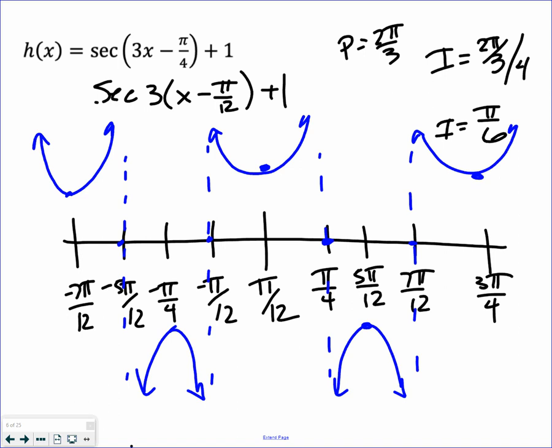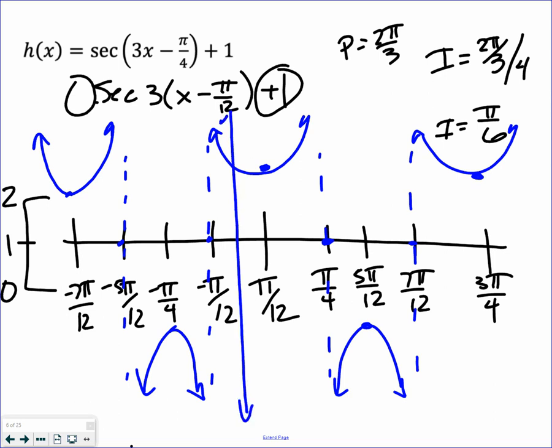Describing the midline. The midline is located at 1 for this particular graph because we added 1. And since there's no number in front, it just goes up and down 1. Drawing in where the y-axis would be located. The y-axis would be located in between the positive and negative pi over 12. So that is a secant curve.